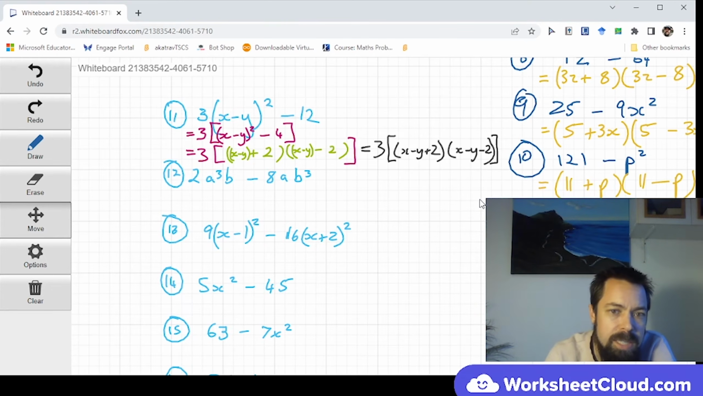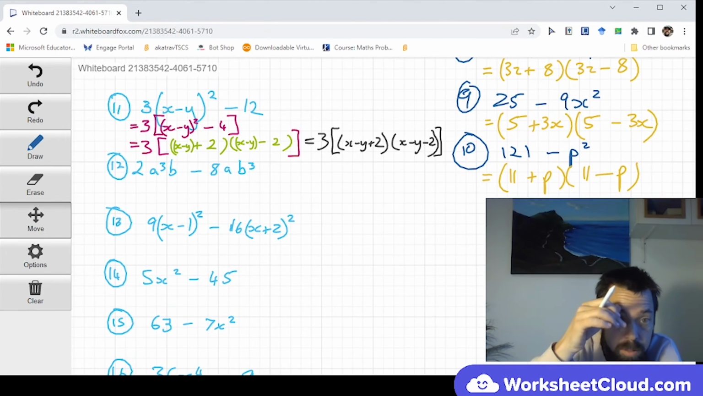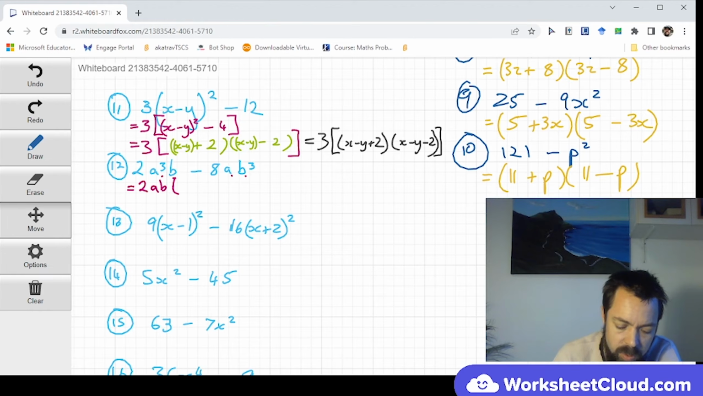Number 12, we've got a variety of variables in both, but if we take a closer look, you'll see that 2 and 8 are not square numbers. So we're probably going to have to take out a factor of 2. So let's see what else we can take out that's common. We've got 3 A's here and 1 there. The most we can take out is an A. We've got 1 B there and 3 over there. The most we can take out is a B. What we're left with in the first bracket is A squared minus 4B squared. And wonder of wonders, that's a square and that's a square.